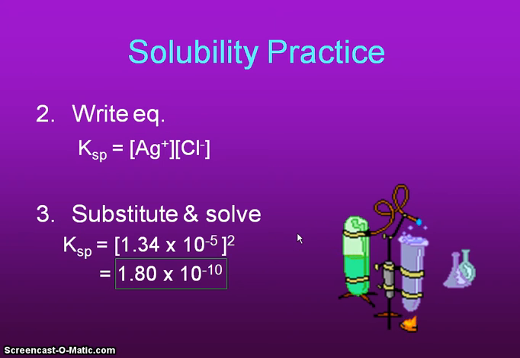So when I write my equation, I'm going to do the KSP is equal to the concentration of the silver plus ion times the chlorine minus ion. Those are my aqueous products. And then I'm going to plug in 1.34 times 10 to the negative fifth for both of these values. And in this case, I just squared it instead of multiplying it by itself. And that will give me my KSP value for silver chloride, or it will tell me how soluble it is.